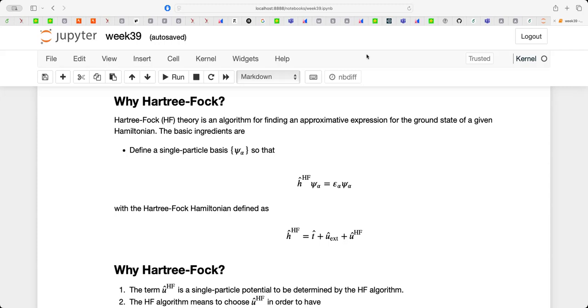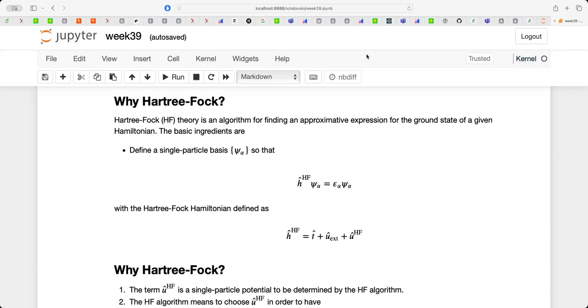And this supposedly better single particle basis is something which may speed up the calculations in full configuration interaction theory, or the convergence of other many-body methods, which often are rewritten either in terms of a perturbative expansion or the resummation of specific terms. So Hartree-Fock theory means that we define a single particle basis.